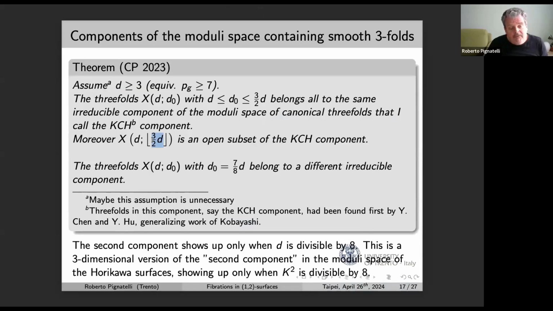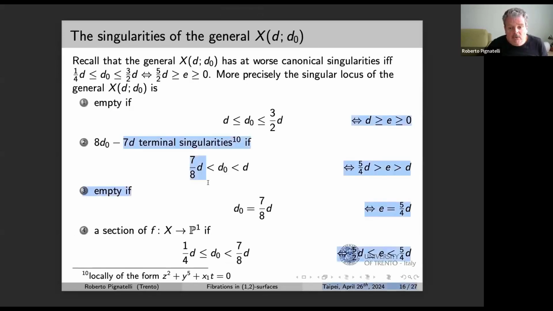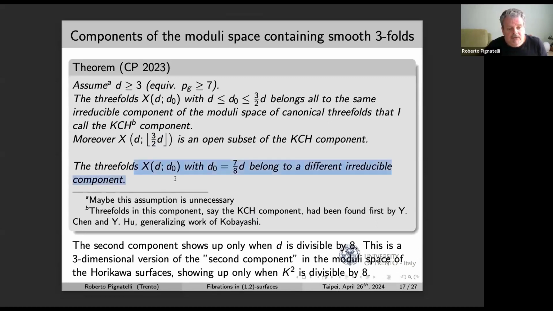But when you go down a bit, if you go in this zone, things change. And at that time, in the paper 23, we just studied the second case, which is simple, because the general threefold is smooth. And the first, not so easy, but we could prove at that time just that this stratum, which appears only when the volume plus 6 is divisible by 8, gives a second component, giving a nice, in my opinion, analogy with the result of Horikawa I mentioned at the beginning of the talk.